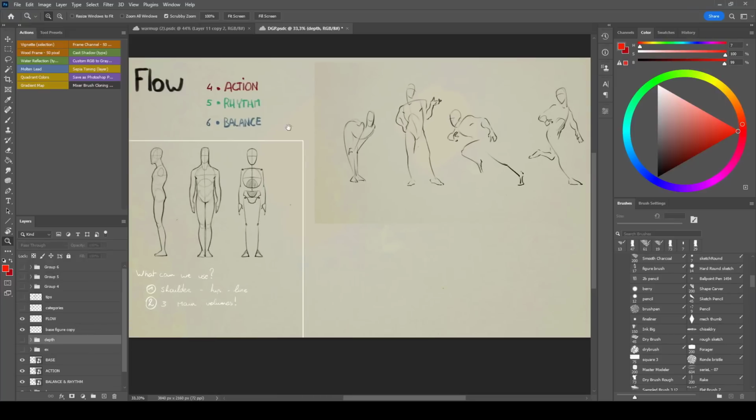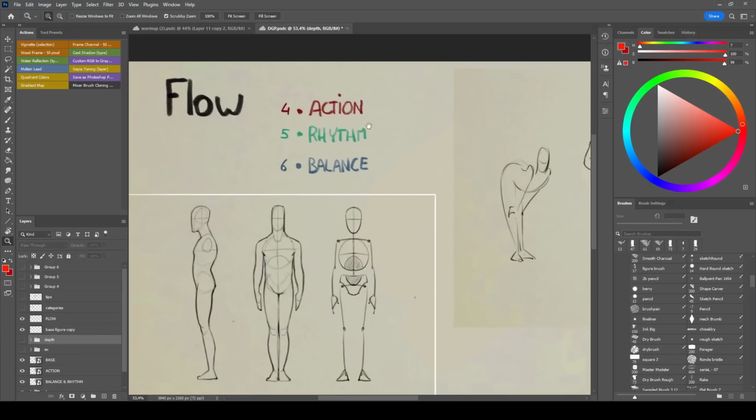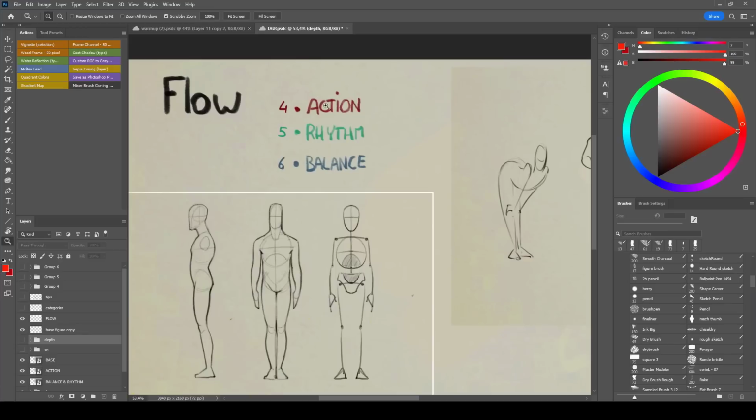For the flow of our character, I'd like to talk about 3 other pointers. We have the action, we have the rhythm, and we have the balance of our pose. Now, these are in order of importance, in my opinion, although all of these principles are important, otherwise I wouldn't have mentioned them in this video.